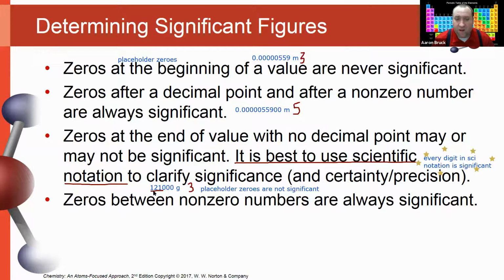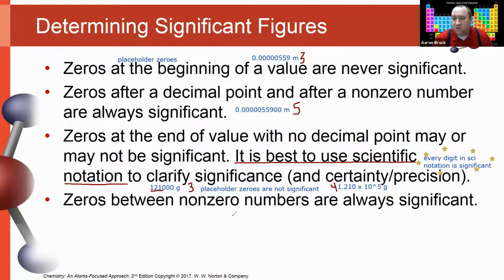So if I wanted to express this number with having 4 significant digits, I would need to make that adjustment accordingly in my scientific notation. It would be 1.210 times 10 to the 5th grams in that case. That would show 4 significant digits because my scientific notation always shows the correct number of significant figures. In that case, 4.